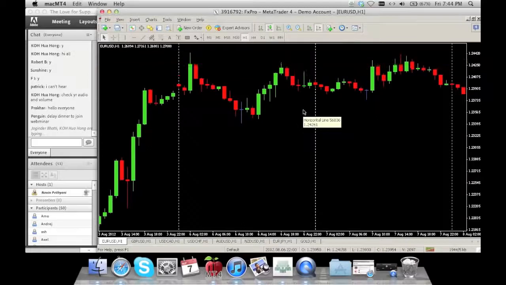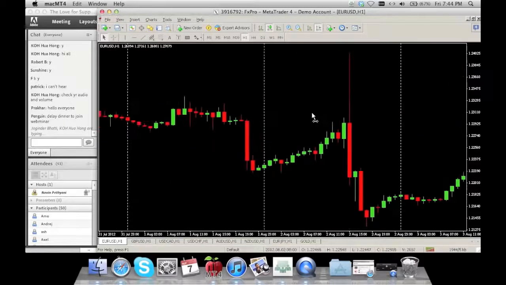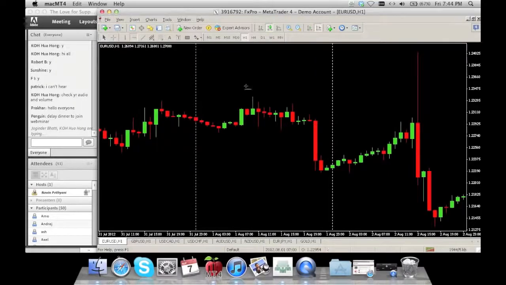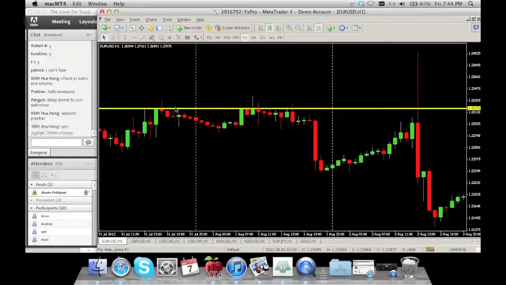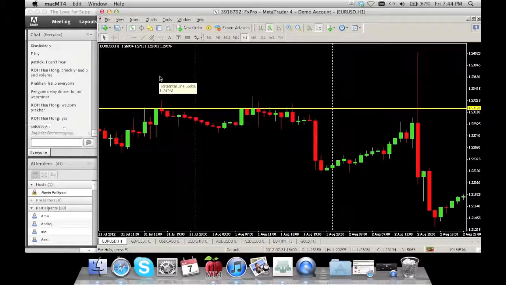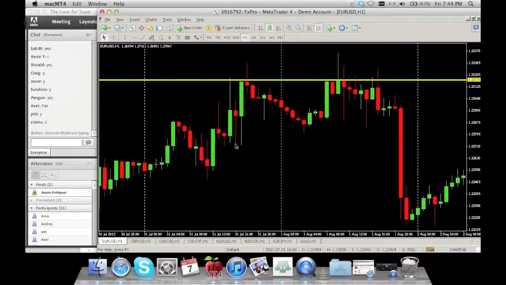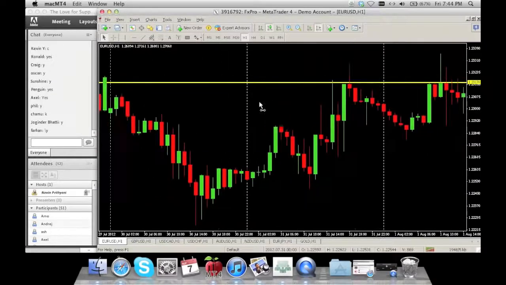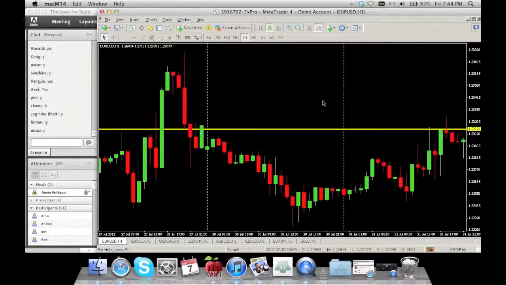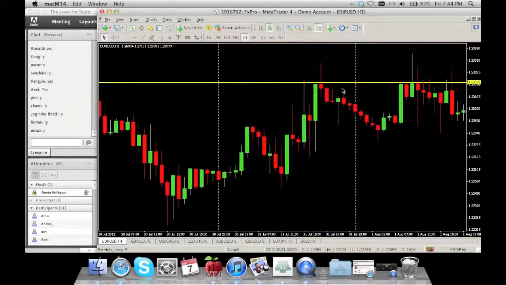Okay, so now let me draw some and then you tell me if this is correct or incorrect. Is this a correct resistance level? Okay, yes. Now let's discuss some things about this resistance level. What makes this resistance level significant? Now, how do you determine the strength of a support and resistance? What makes a support and resistance good?